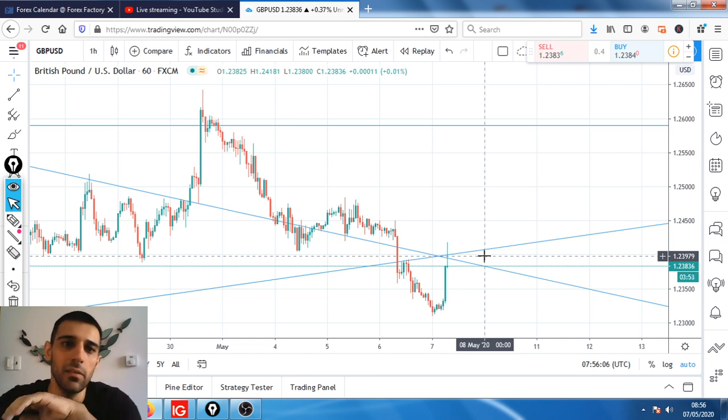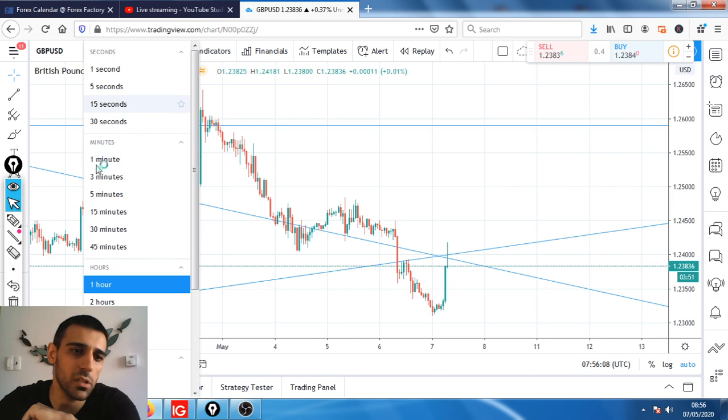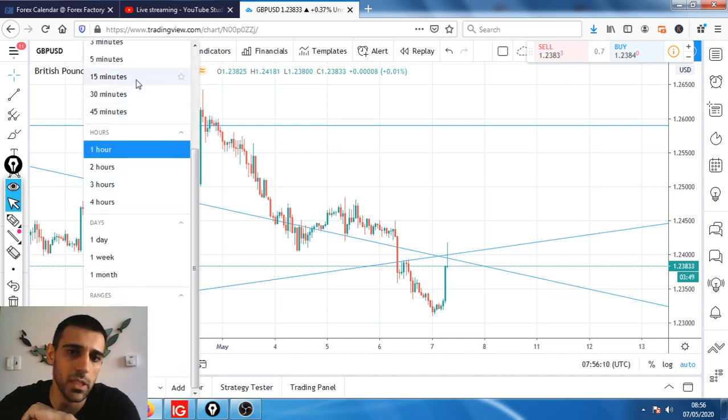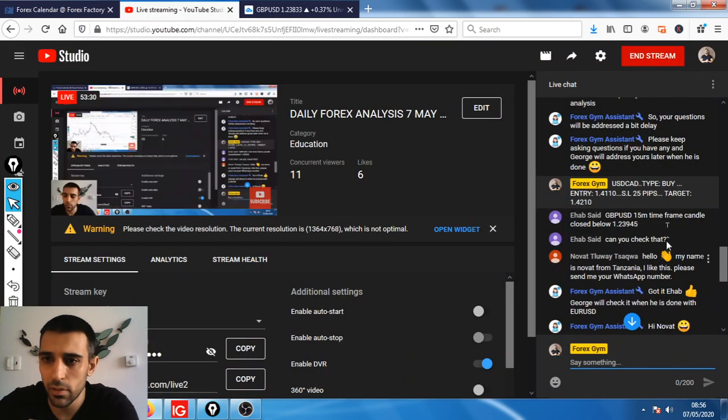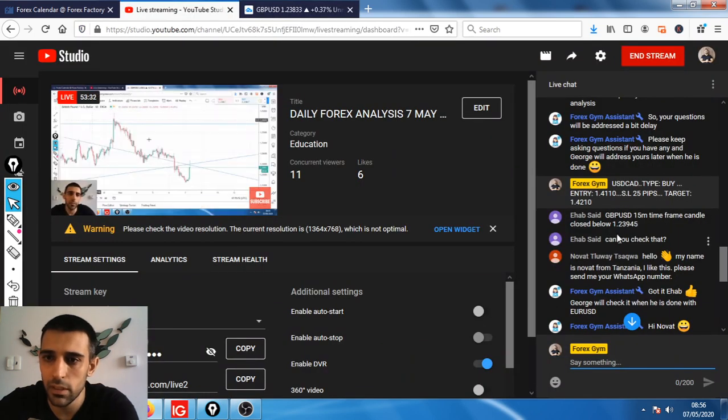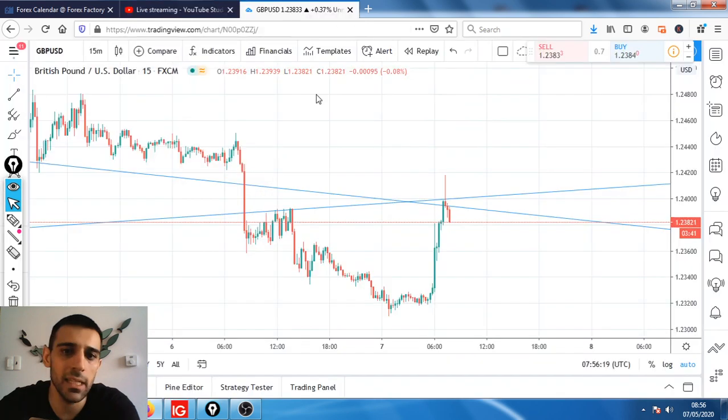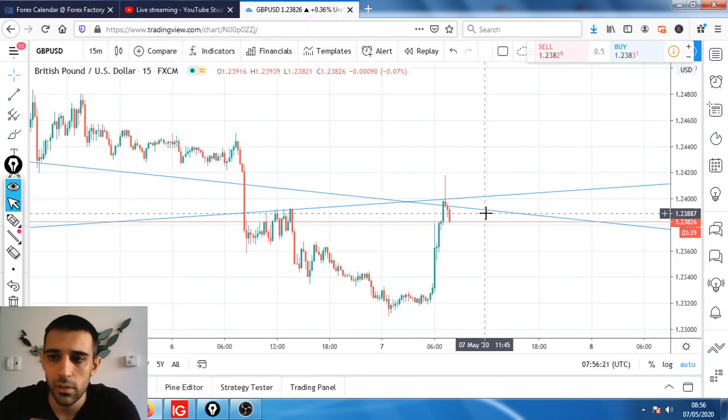In this case, let's have a look at the 15-minute time frame, even though it has closed below, which one did they say? The one below 123.94.